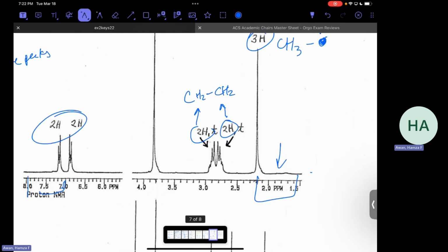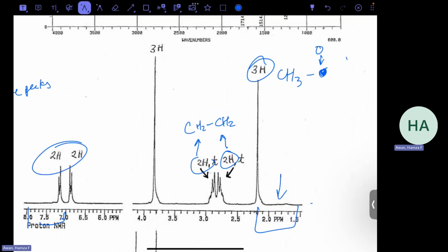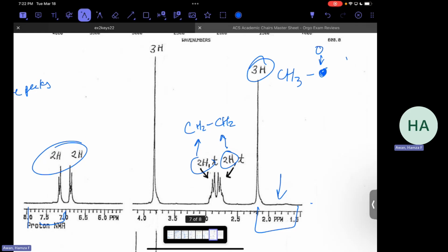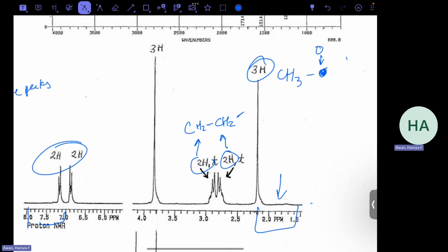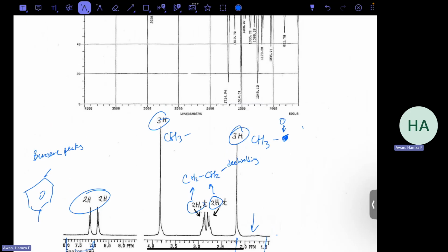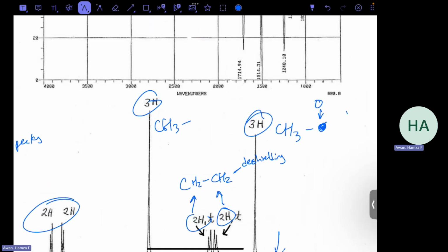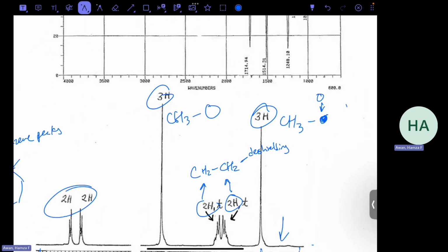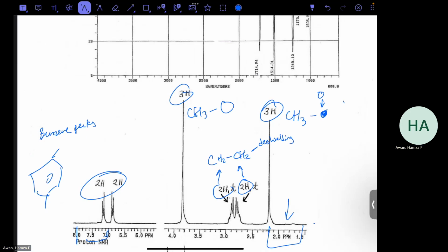So perhaps they're bonded to something that is deshielding, right? And then lastly, we have this 3H that's highly deshielded, right? So CH3 bonded to, and the only thing that would be deshielding like that would be an ether. So this is 100% CH3 bonded to an O. Okay.